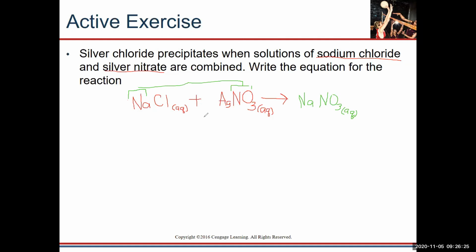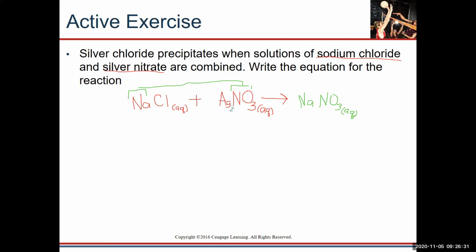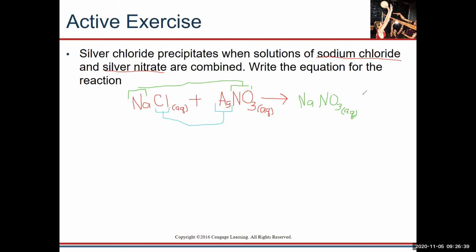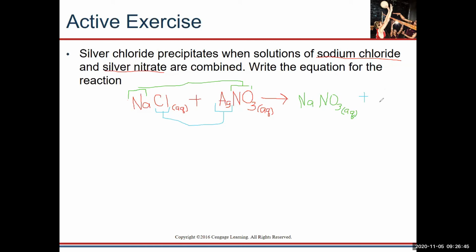Aluminum chloride. I don't see aluminum here. Not aluminum, silver. Okay, silver chloride. So what is the chemical formula for silver chloride? AgCl.